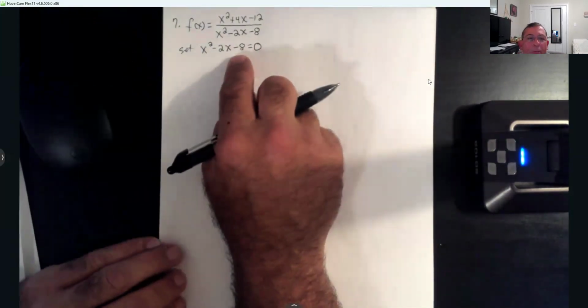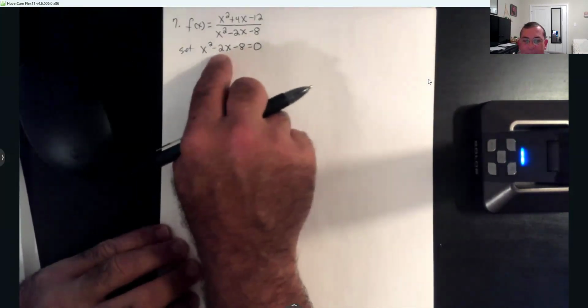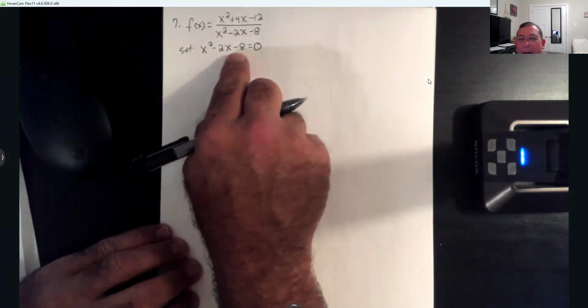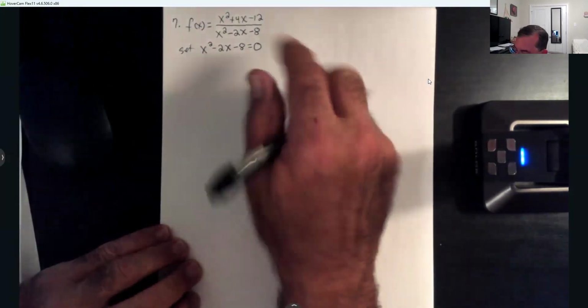Okay, so once again, I'm going to solve this one by factoring, but you could graph this to get the 2 answers, okay? All you got to do is graph this x squared minus 2x minus 8, and then it'll give you the 2 answers I'm about to get.